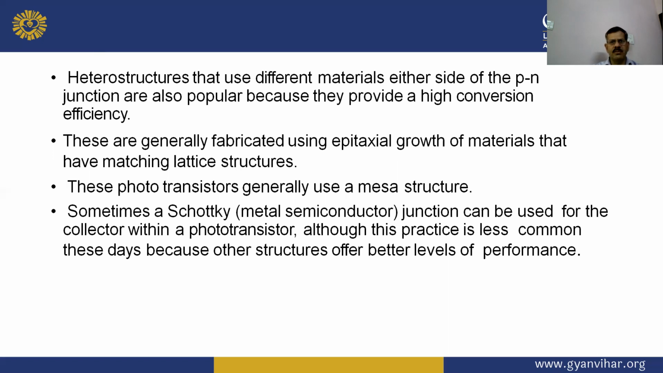Heterostructures that use different materials either side of the PN junction are also popular because they provide a high conversion efficiency. These are generally fabricated using epitaxial growth of materials that have matching lattice structures. These phototransistors generally use a mesa structure. Sometimes a Schottky metal-semiconductor junction can be used for the collector within a phototransistor, although this practice is less common these days because other structures offer better levels of performance.